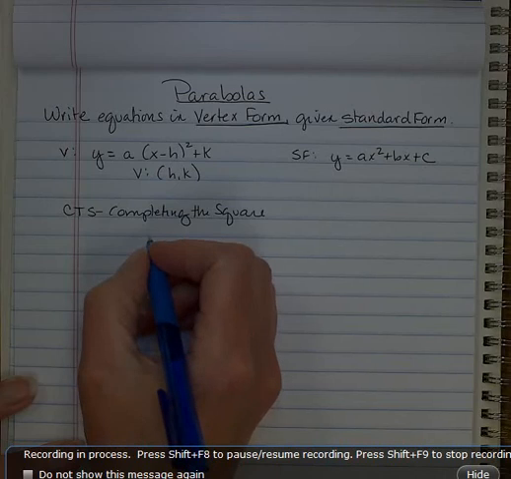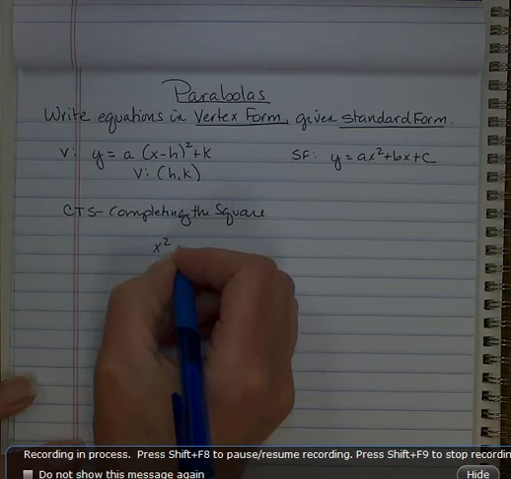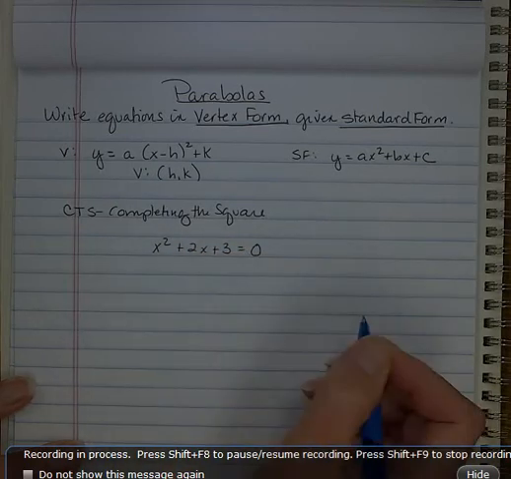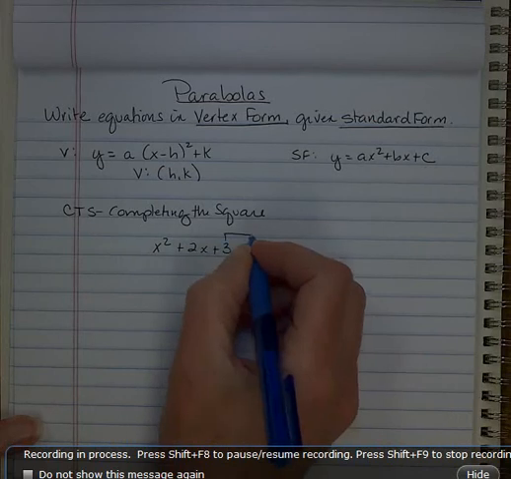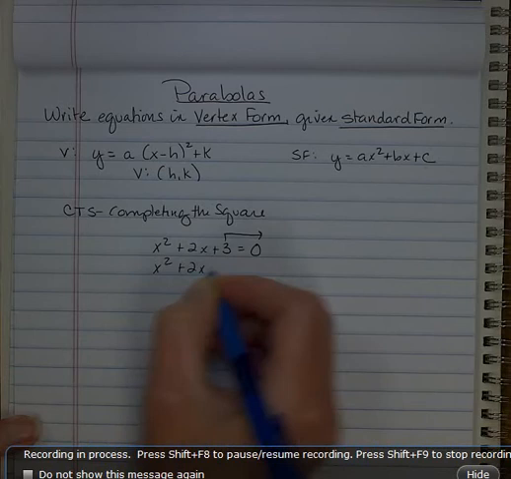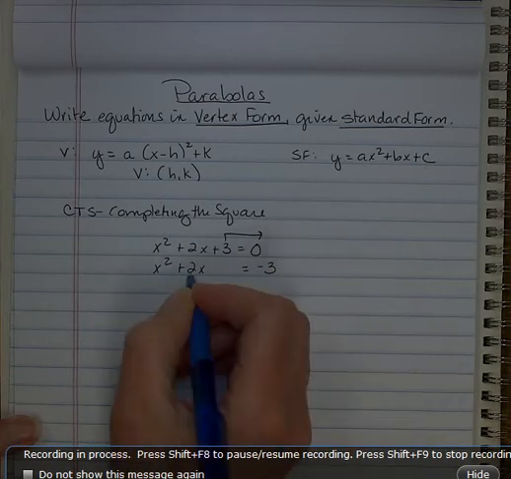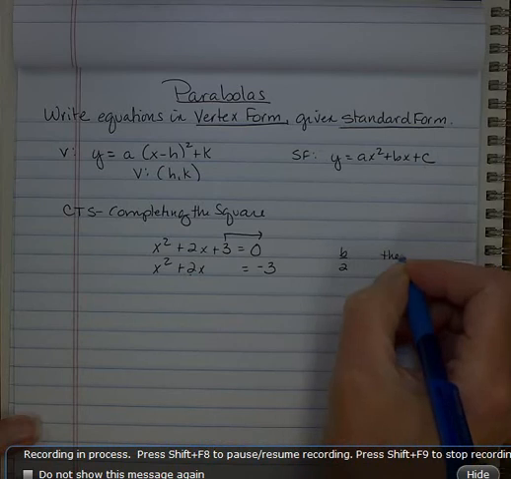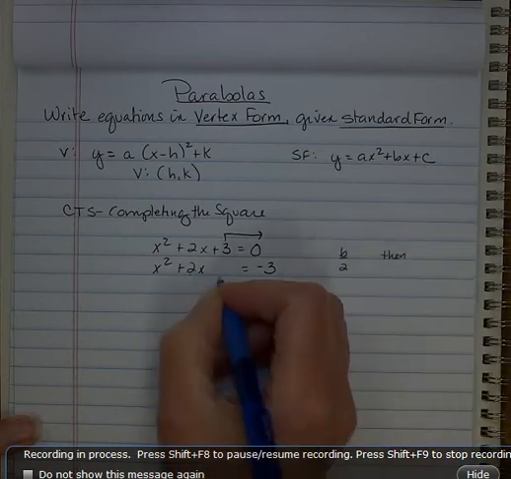Something we might be familiar with is solving equations. x squared plus 2x plus 3 equals 0. Now, back in the day, not that long ago, we would move the 3 over. So you had x squared plus 2x equals negative 3. Then we would take that middle term and divide by 2, and then square our answer. And that's what we would add to both sides of the equation.